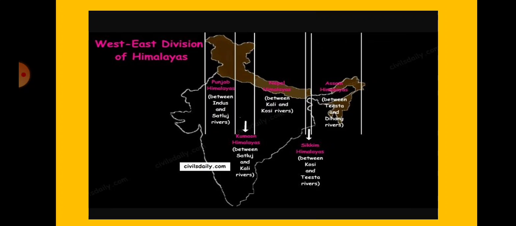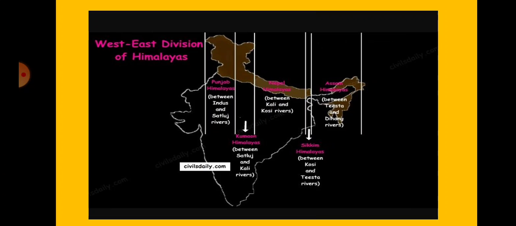Then comes the area from the east of Punjab till Uttarakhand, which lies between the river Satluj and Kali, and that is known as the Kumaon Himalayas. Now a bigger part, a very extended part here, lies entirely in Nepal, from the Kali to Kosi rivers. This entire area is known as the Nepal Himalayas.